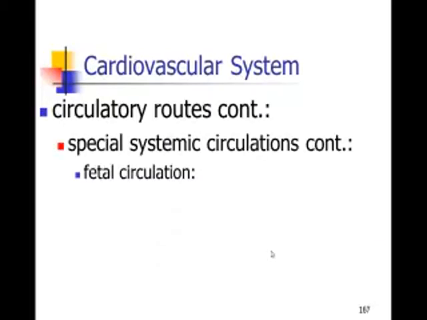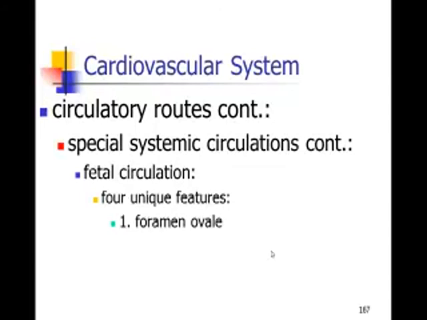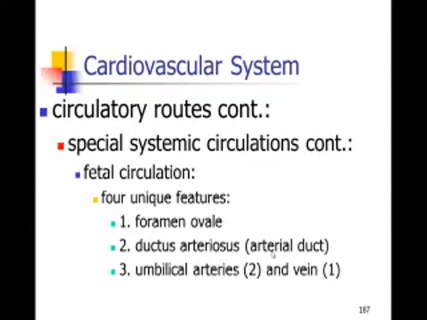Okay, fetal circulation. Fetal circulation is very interesting and unusual. It's got four unique features that we'll address. We have a foramen ovale. We have a ductus arteriosus, or arterial duct. We have the umbilical arteries, and there are two of them, a left and a right, and one umbilical vein. And we have the ductus venosus, or venous duct. We'll discuss each of these.